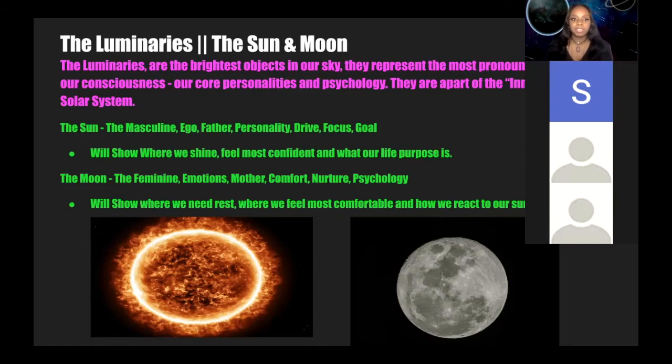The moon represents the feminine, emotions, the mother, comfort, nurture, and psychology. So the moon will show where we need rest, where we feel most comfortable, and how we react to our surroundings. So the moon is like our sense of comfort. It's our sense of relaxation. It's our safe place. And it will show the deeply patterned psychology within us that gives us programmed reactionary actions towards the world.